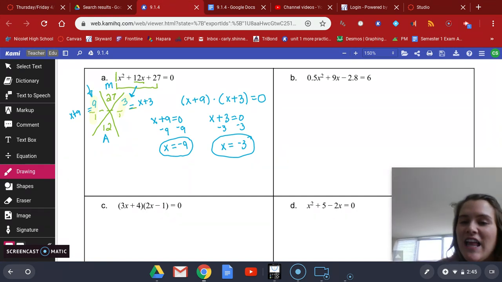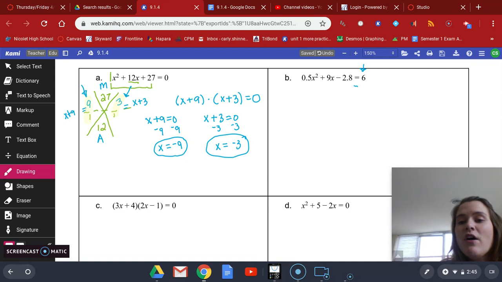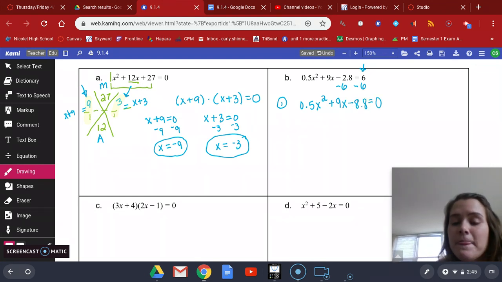All right, let's try letter B. Letter B is trying to trick us, isn't it, folks? It's set equal to 6, but I know if I want to solve for my x-intercept, it needs to be set equal to 0. So I'm going to get it in standard form, just like what we were doing last week. I'll even write out my steps here. So -2.8 minus 6 gives me -8.8 equals 0.